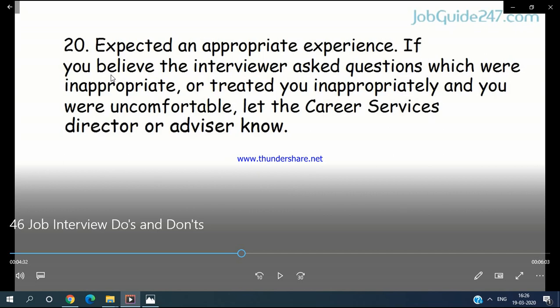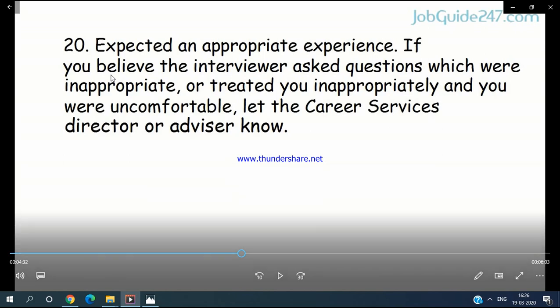Okay, expected and appropriate experience. If you believe in the interviewer, ask questions which are appropriate. Very good. So this is related to experience. If the interviewer asks you a question related to your experience and you are a fresher, normally you can say, sir, I am a fresher, I don't have any experience. But if you have any experience, it will be good if you explain it.